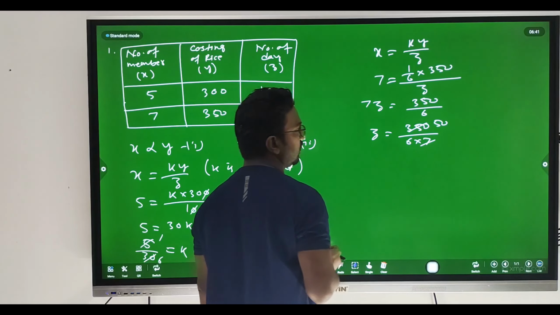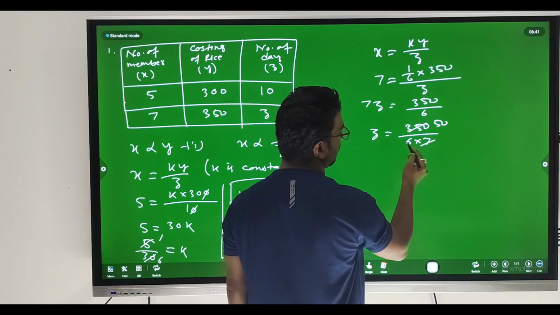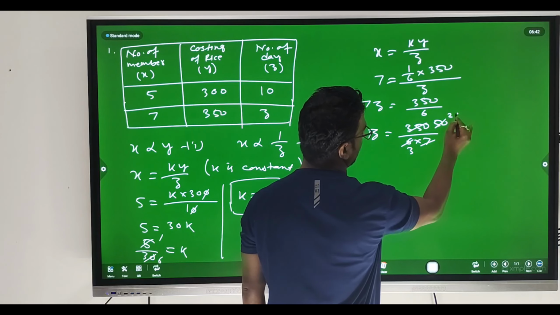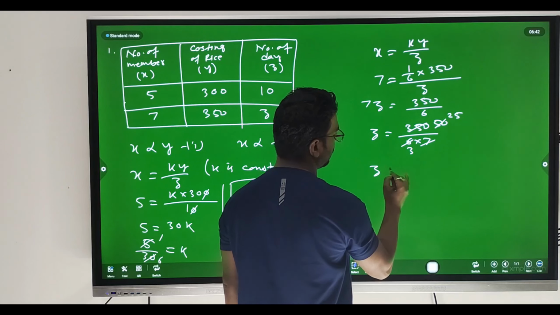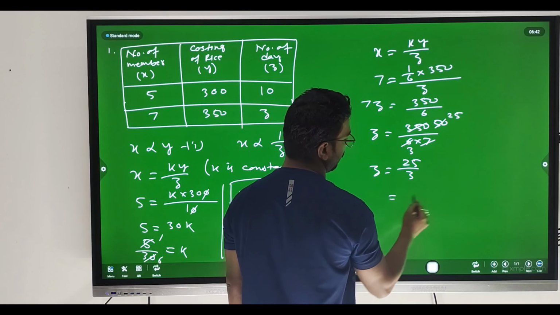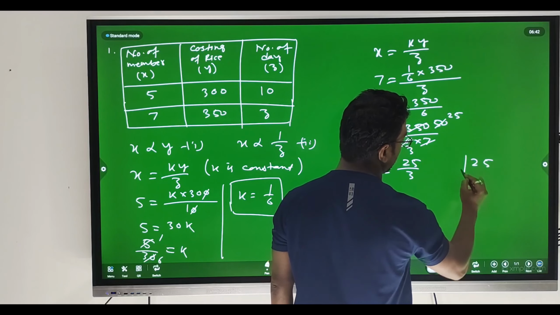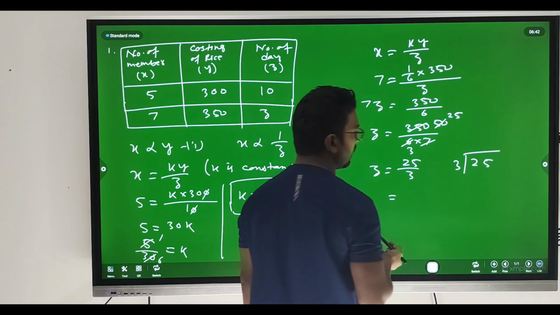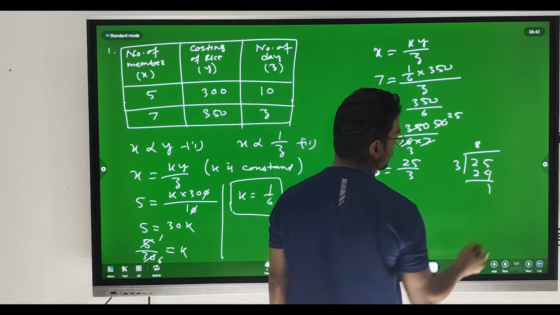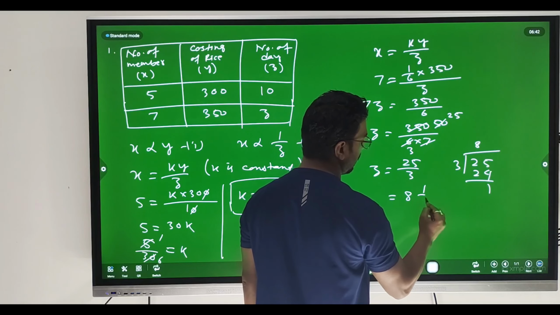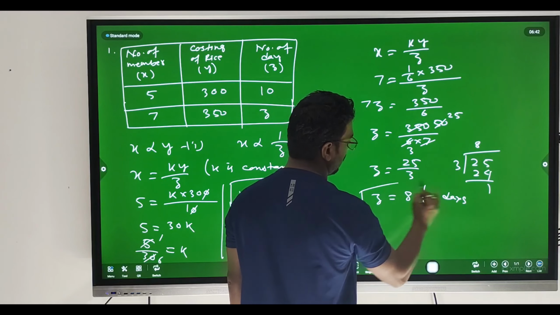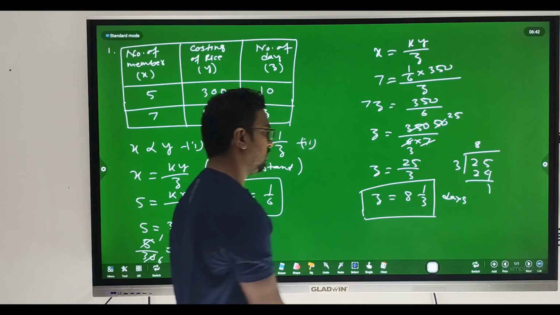7 into 50, so 7 5s are 35. Again, if you cancel by 2, it will be 3. This will be 25. So z equals 25 divided by 3. If you want to convert into a mixed fraction, 3 8s are 24, remainder is 1. So the answer will be 8 1 by 3 days. So it will last for 8 1 by 3 days.